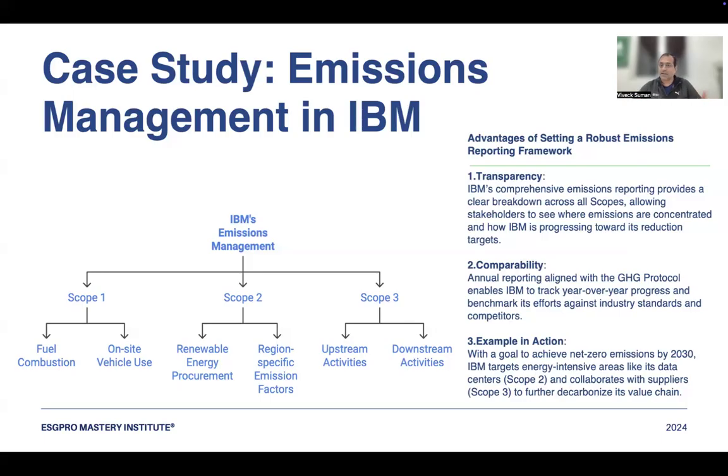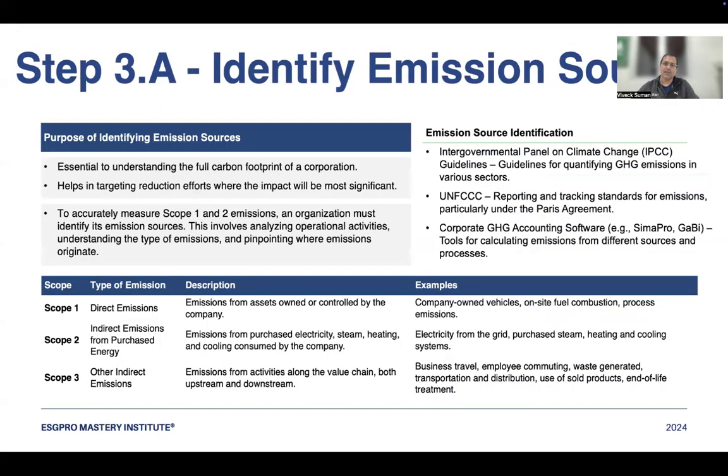This is one of the very good examples of a net zero emission target by 2030. They have put a target by 2030 and their improvement year on year, specifically on data centers, where the energy is consumed, which is a part of scope 2, is very interesting to see. So if you really want to learn more about scope 2, please read the IBM report.